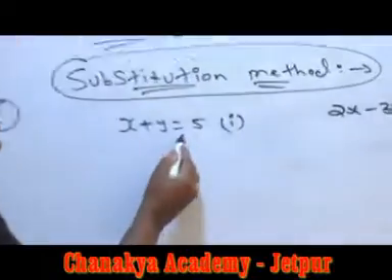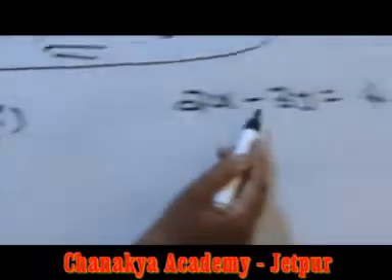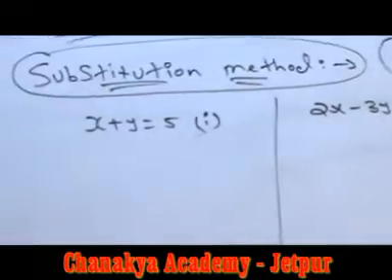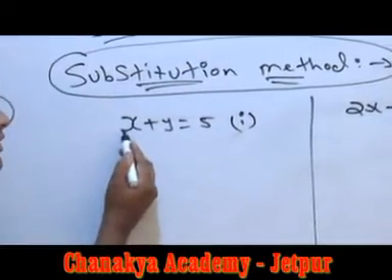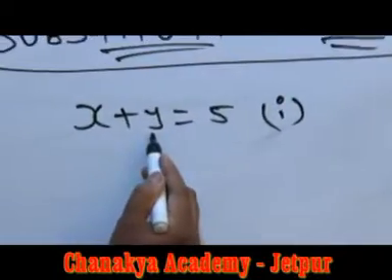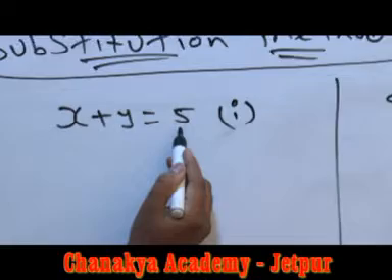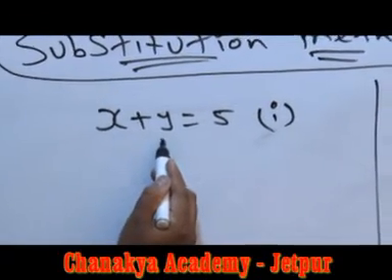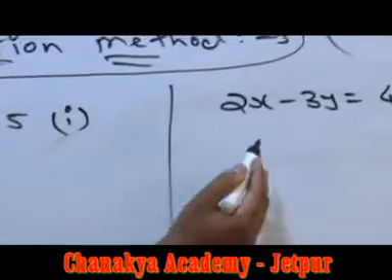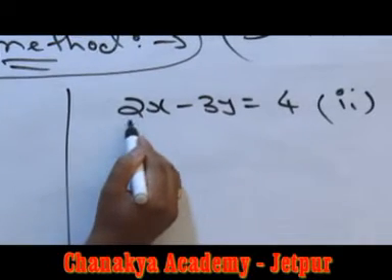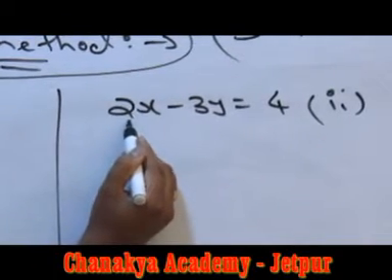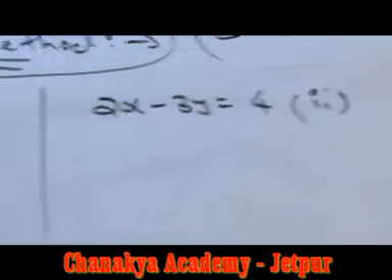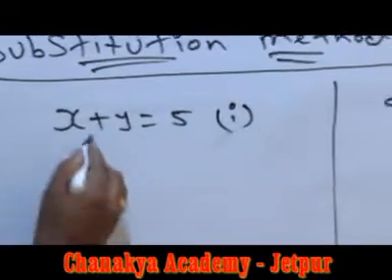x plus y equal to 5, equation number 1. 2x minus 3y equal to 4, equation number 2. Okay students, here coefficient of x is 1, coefficient of y is 1 and 5 is constant. In equation number 2, the coefficient of x is 2, coefficient of y is minus 3 and 4 is constant. Students, now first step will be y form.